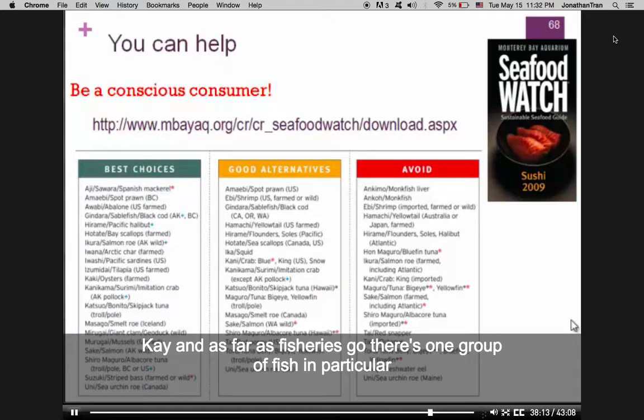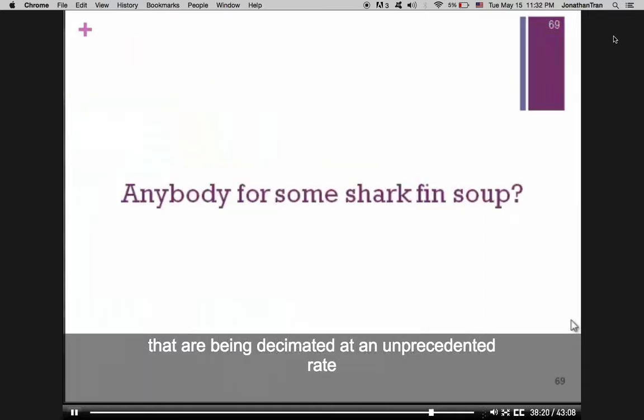Okay, and as far as fisheries go, there's one group of fish in particular that are being decimated at an unprecedented rate.